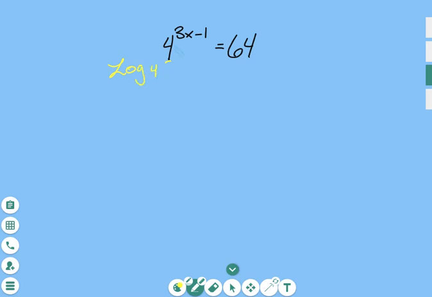So I've got my exponent piece by itself, which means that I'm ready to take the log of my base on both sides. By doing that, the log base 4 and the 4 cancel, and I'm left with 3x minus 1. This, just like before, I can type into my calculator. So log of 64 divided by log of 4, and I get 3. I can add the 1 to both sides and divide.